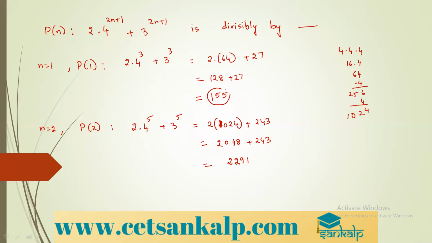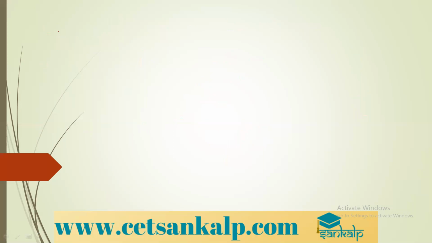So after seeing these two numbers, I have to find HCF, highest common factor. I have to see the highest common factor of 155 and 2291. Then I will get the required answer. So this is one procedure which we will follow in the problems. Sometimes we will use another procedure also. Like we will prove for n equal to 1, n equal to 2, n equal to 3, n equal to 4, up to 4 we will see and prove it.